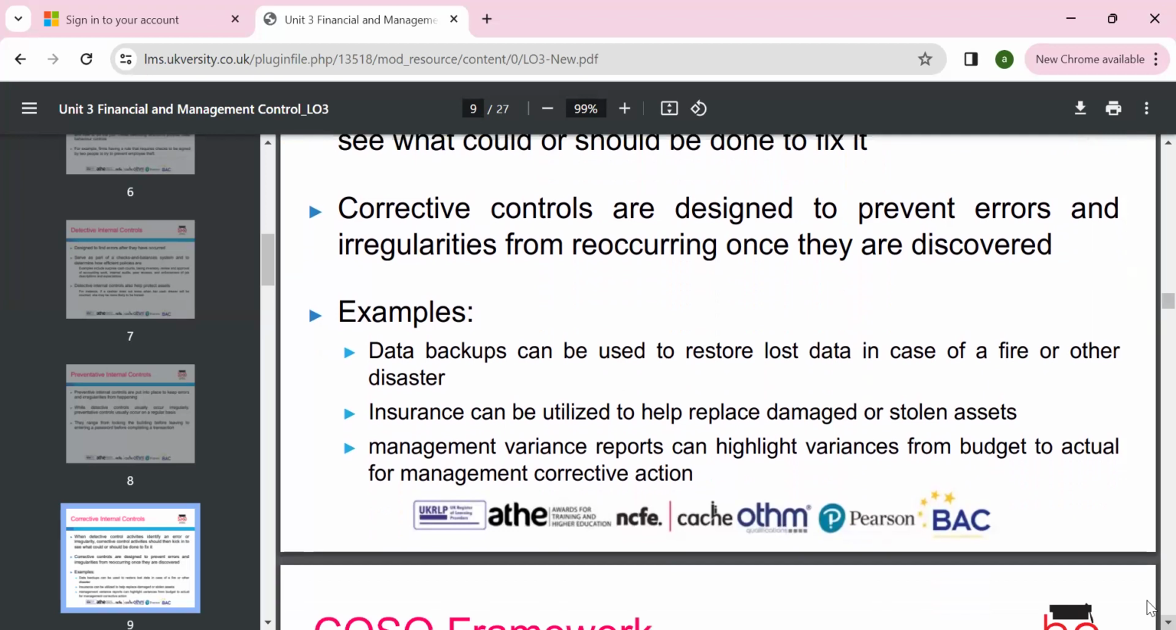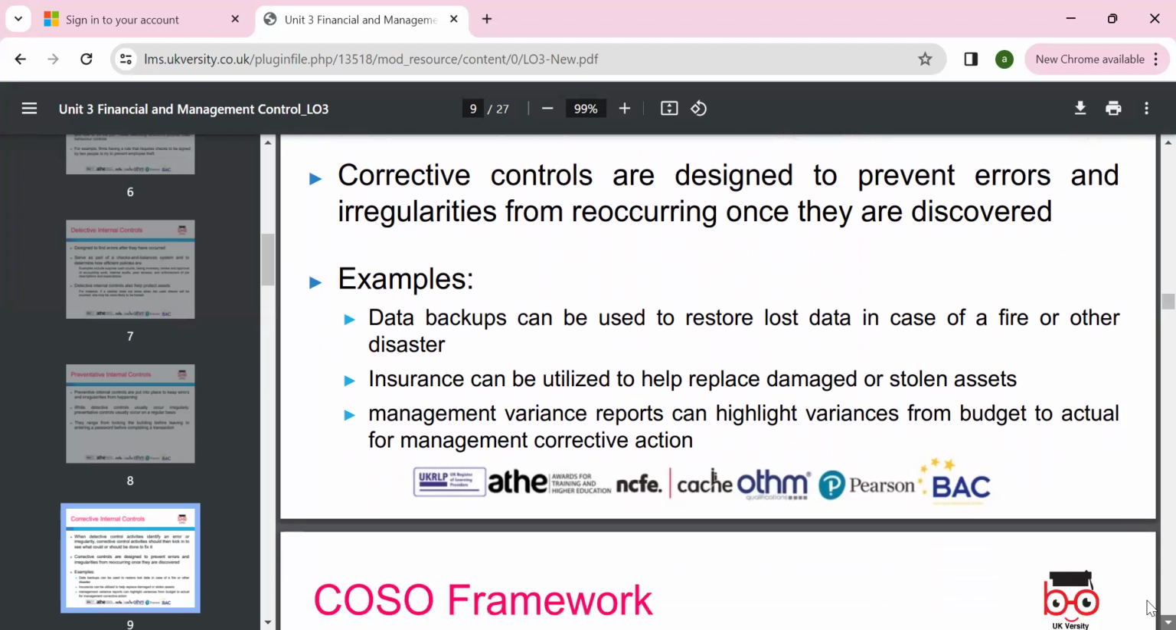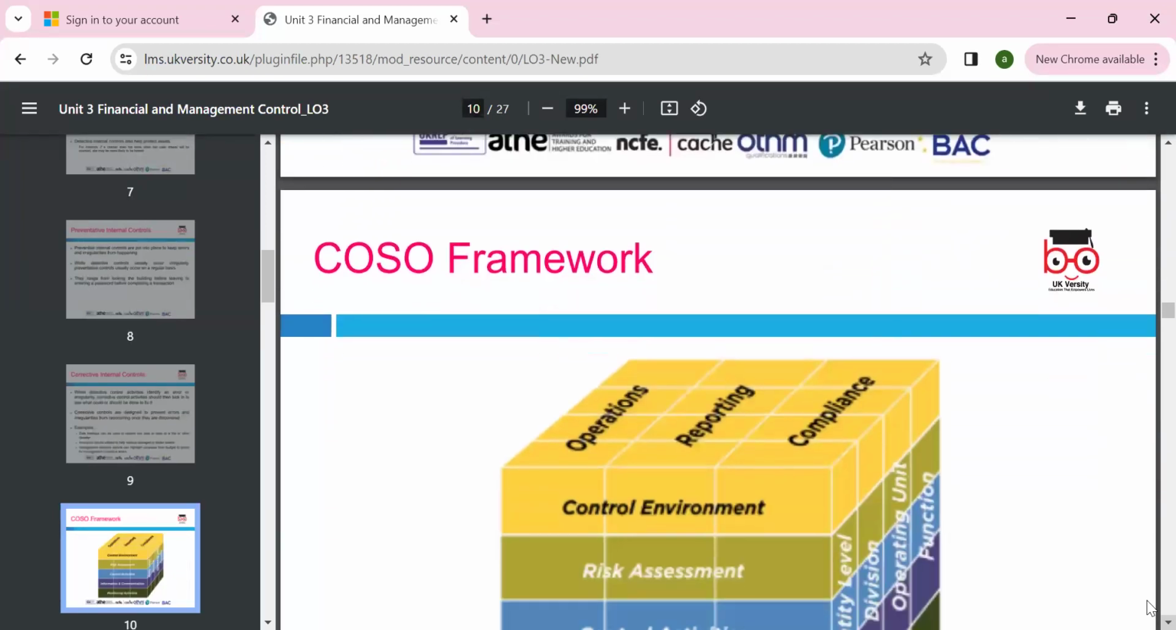So we can look around data backup. It can be used to restore lost data in case of fire or other disasters. Insurance can be utilized to help replace the damage or stolen assets. Management variance reports can highlight variances from the budget to the actual for management corrective action.